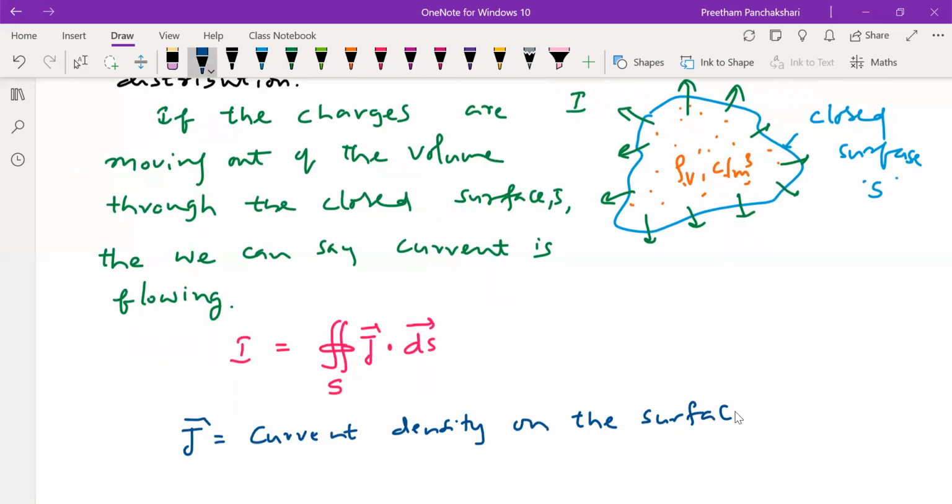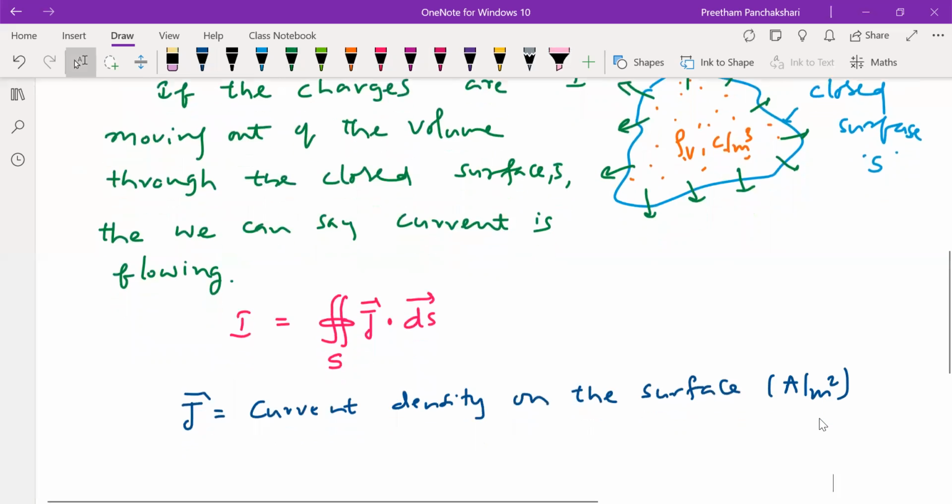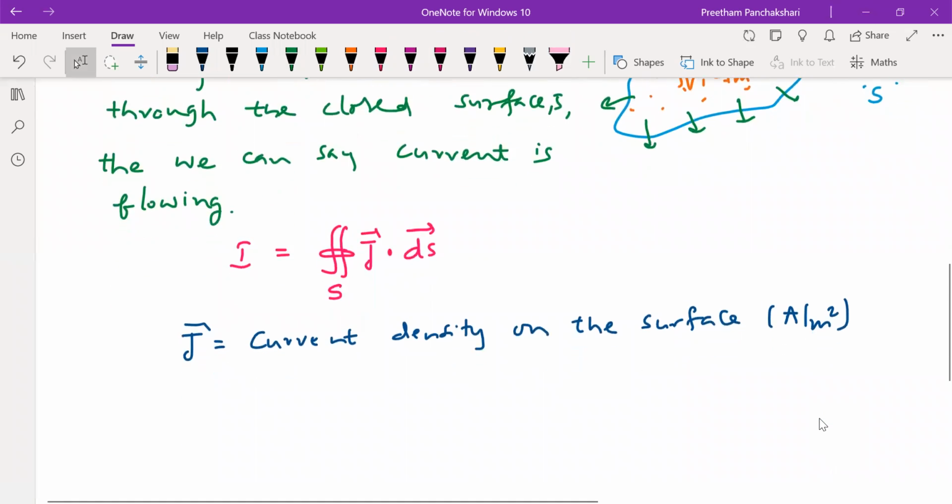Current density may not be same at every point on the surface. That's why it is included within the integral sign. Current density may change from point to point. The total current I is given by the closed surface integral of J. Dot indicates that the current is flowing normally through the surface.